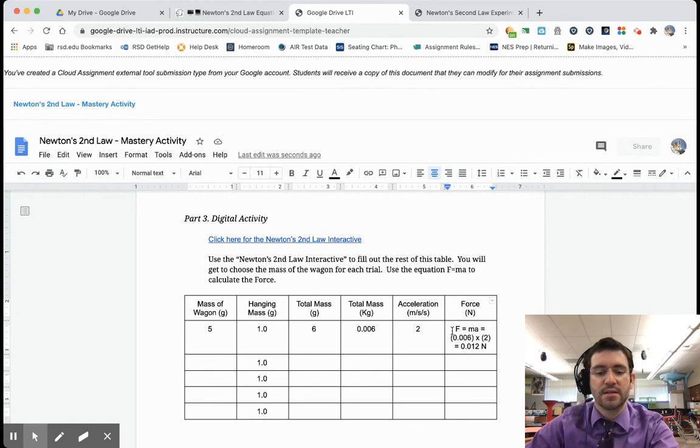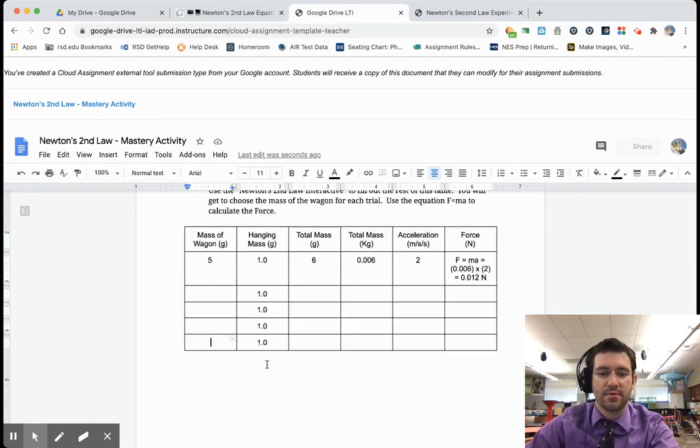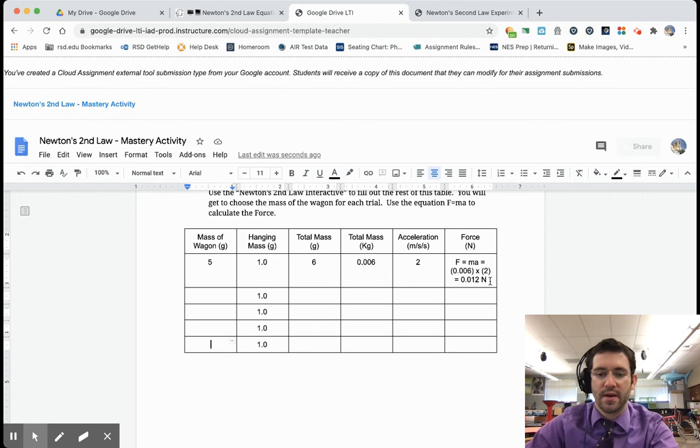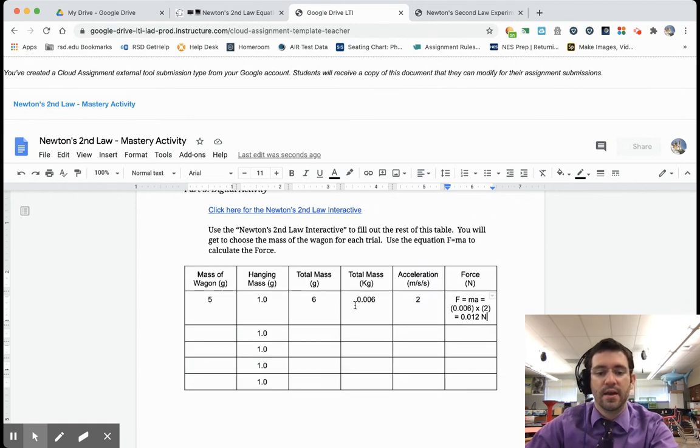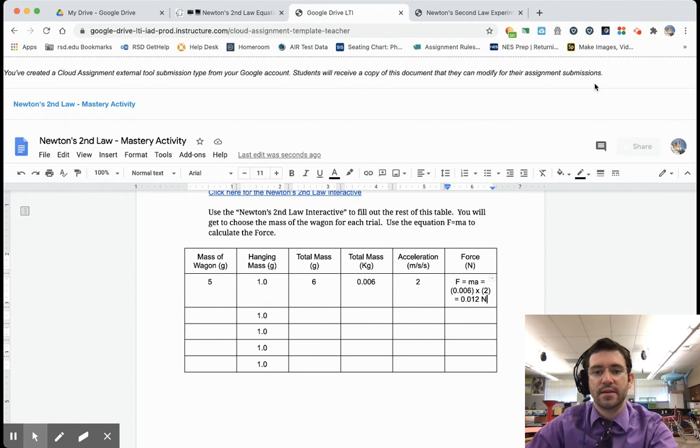Hopefully this kind of makes sense, and you're going to repeat this by changing the mass of the wagon 4 times and recording again and doing the same sort of calculation. Use this as your guide. You can choose any of these masses that you want, and you can choose any objects you want for this one, and then make sure when you're done that you submit.